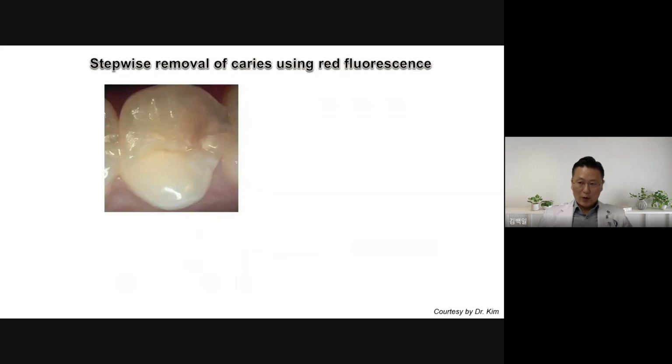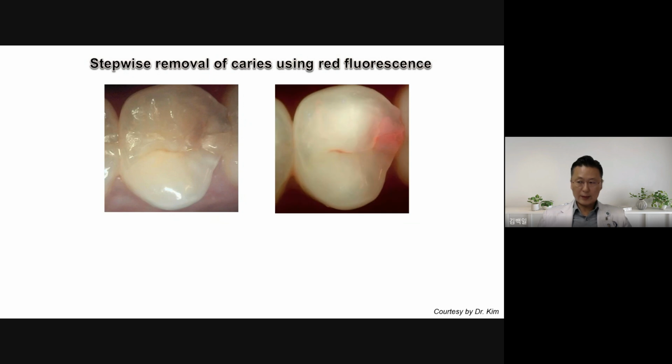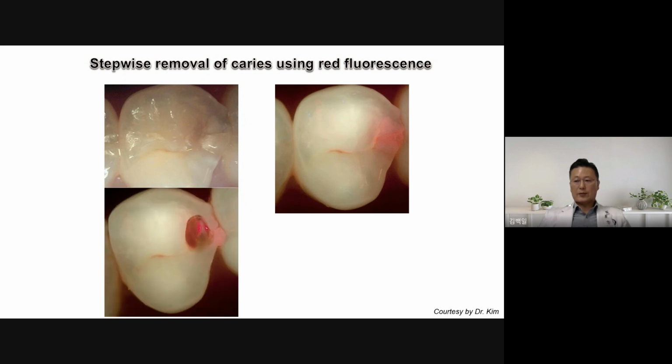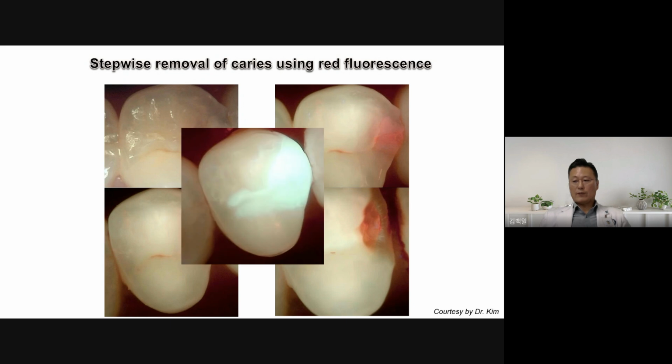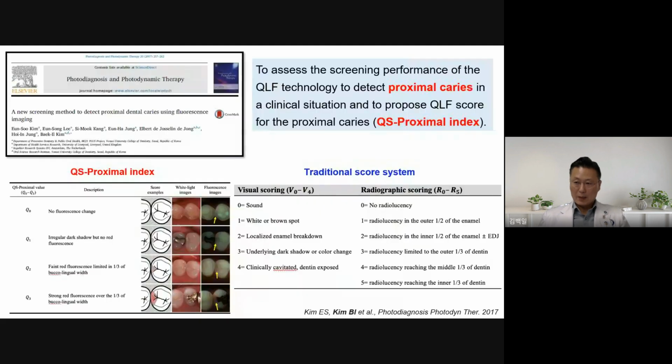In white light conditions, sometimes it's very difficult to detect a proximal carious lesion. But with Curie, you can see the strong red color exists in the proximal area. Yes, you can see the stronger color inside. Then we removed it, and finally we restored it with composite resin like this.